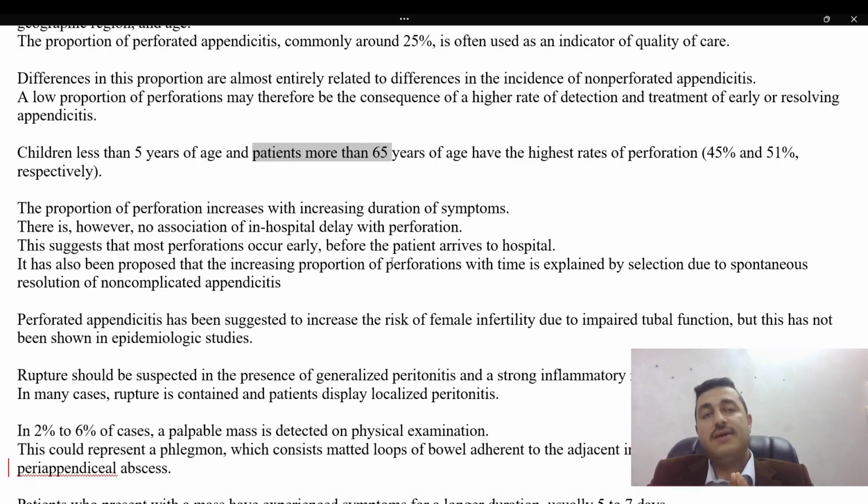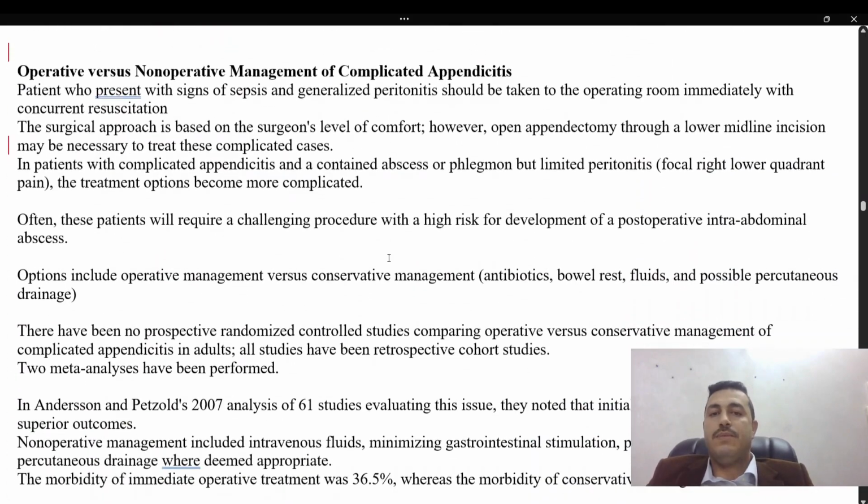These are the pediatric age group. We should proceed because the risk of perforation is high, there is a lack of systemic signs of perforation, and it is hard to detect perforation clinically. And in females, especially females in the childbearing period or pregnant women, we should have a low threshold for operative treatment, not conservative treatment.